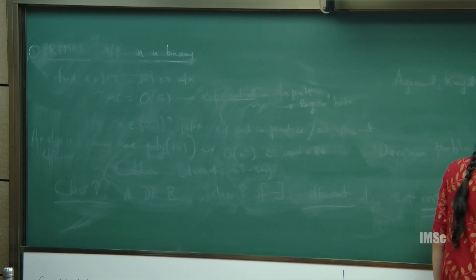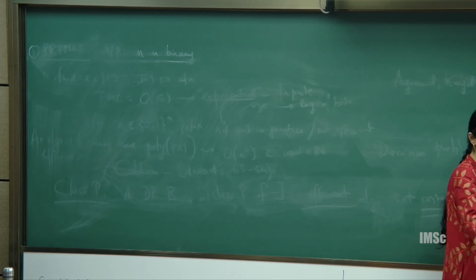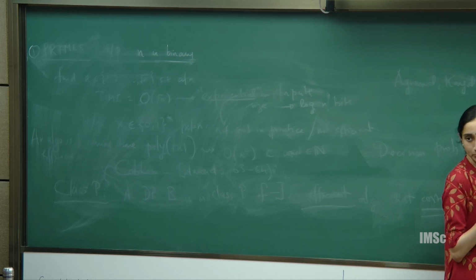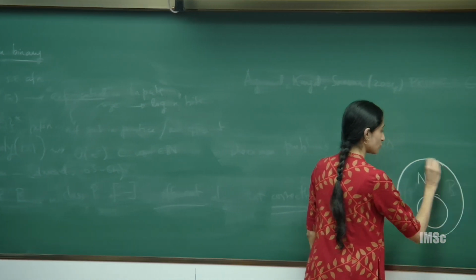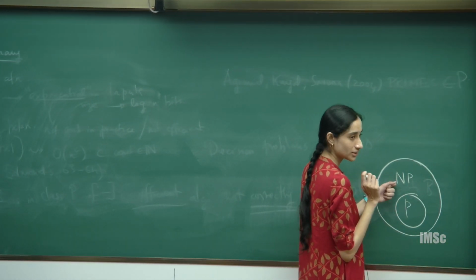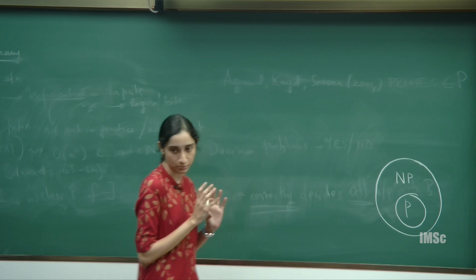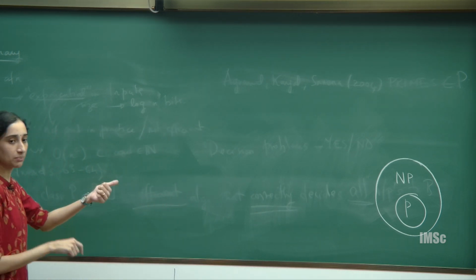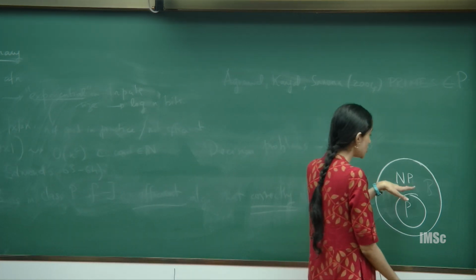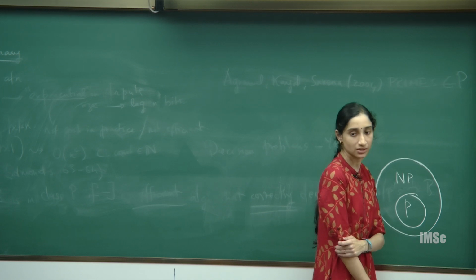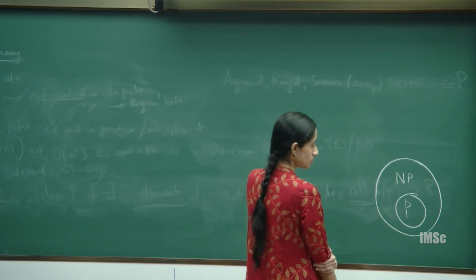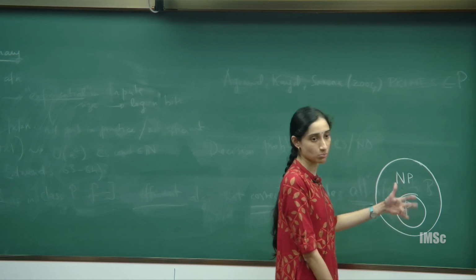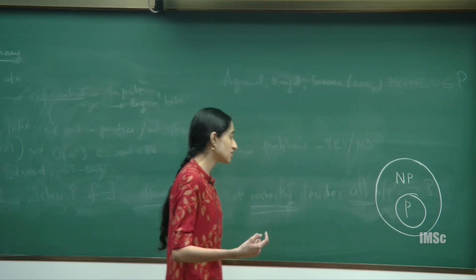So we saw P, which is a class of problems that are efficiently decidable. You have NP, which is a class of problems that are efficiently verifiable, but it is not clear if it is efficiently decidable. And P versus NP asks, is every problem that is efficiently verifiable also efficiently decidable or computable?